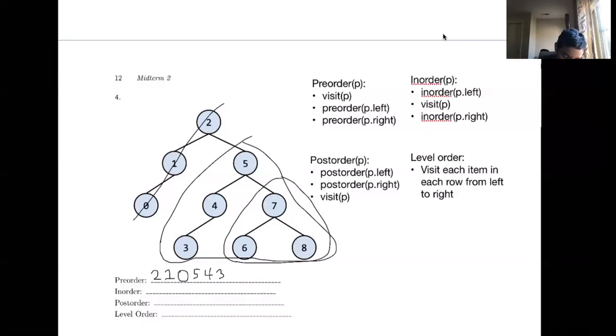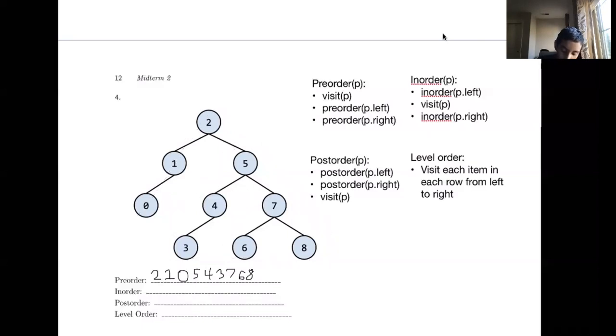First we go with 7, since that's the root of the subtree. Then you go to the left of 7, which is 6. There are no children of 6 left to examine, so we go to the right child of 7, which is 8. And that is the pre-order traversal.